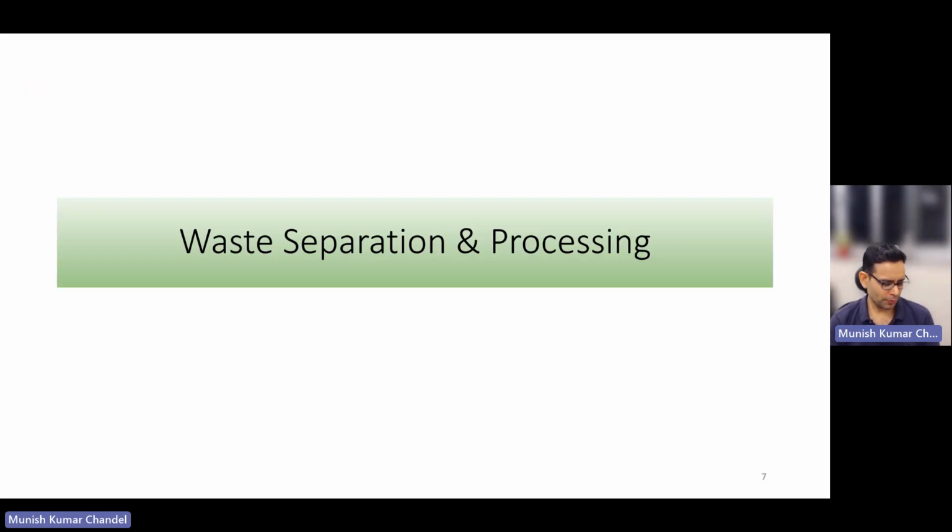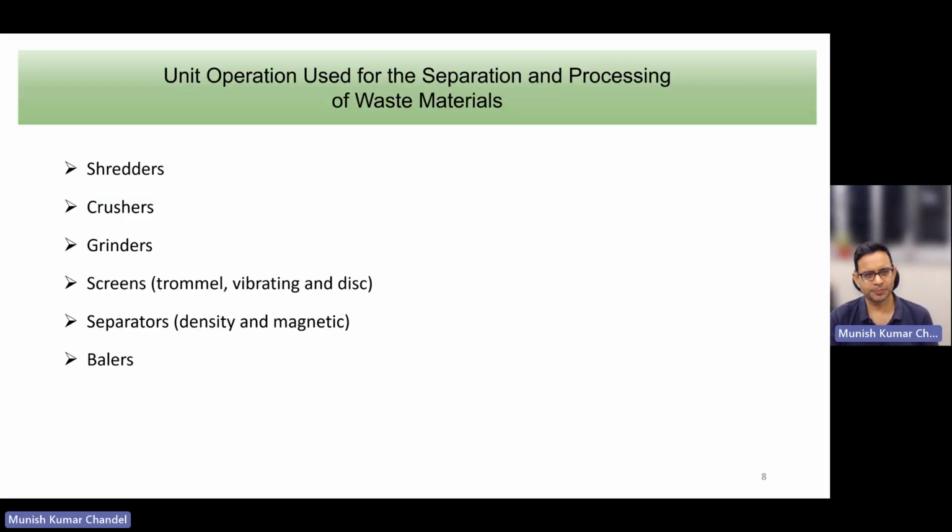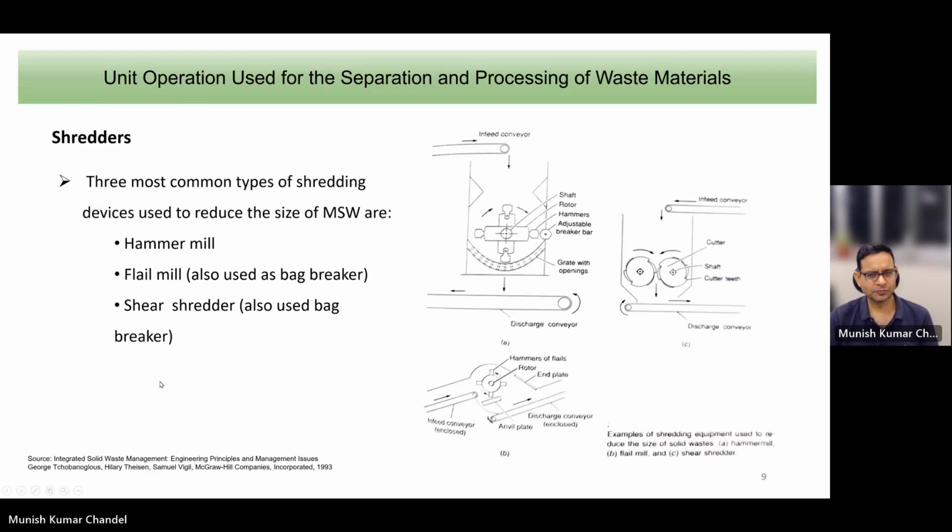So first of all, we'll talk about some of these physical methods which are used in waste separation and processing. So there are several unit operations used for the separation and processing of waste materials. Some of them are shredders, crushers, grinders, screens, separators, and balers. So first, let's talk about the shredders.